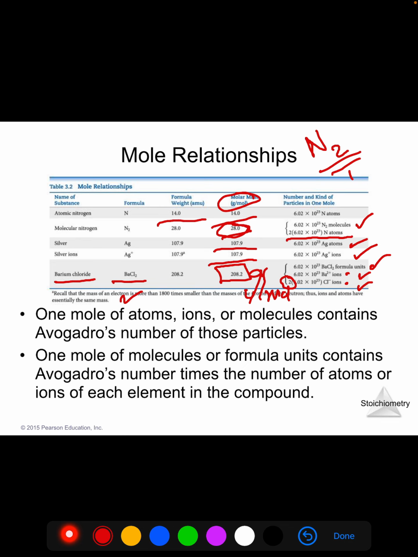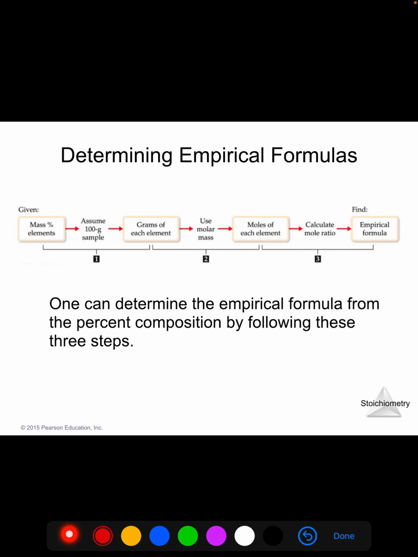But anytime I say I have a mole of something, I know how much it weighs, and I know how many particles I have. And I can work in other directions. If I know how many particles I have, I can tell you how many moles I have. And this can be useful, for example, for determining empirical formulas if you have the percent composition. And there's a way to do this.